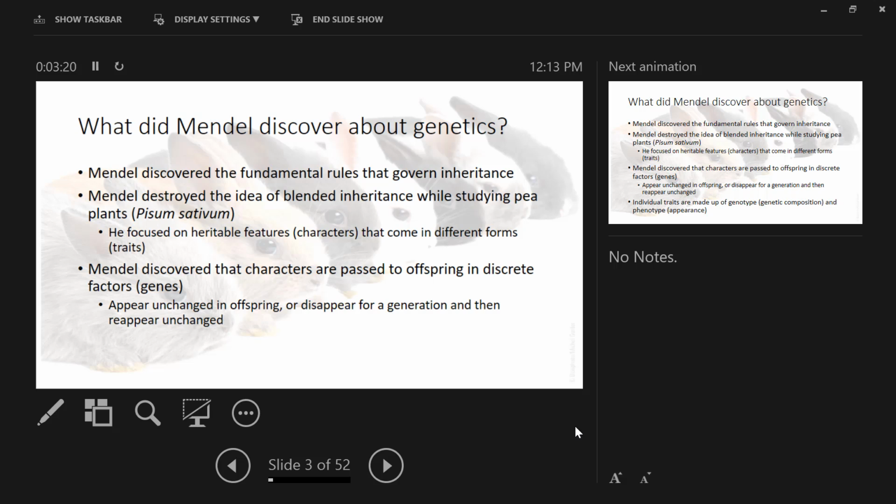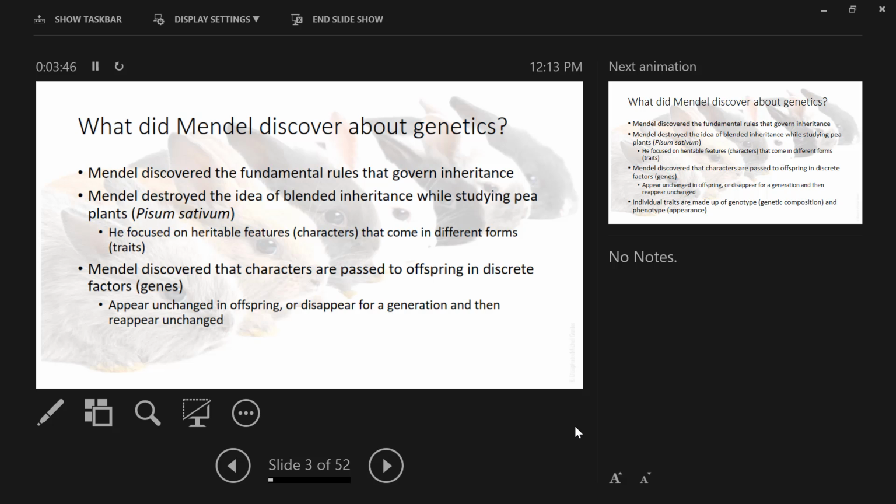And these appear unchanged. They're not blended. Right? If you cross a tall plant with a short plant, you don't get an intermediate sized plant. You get one or the other. If you have normal patterns of inheritance. But we know it's not quite always the case, which is why they had these ideas of blended inheritance.